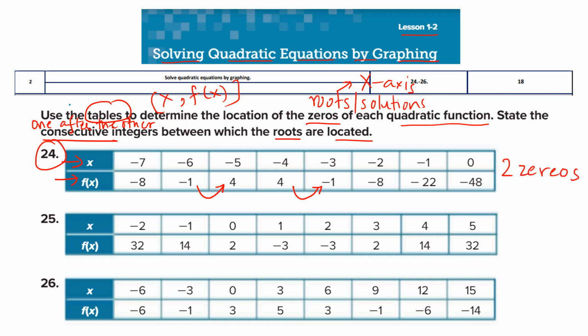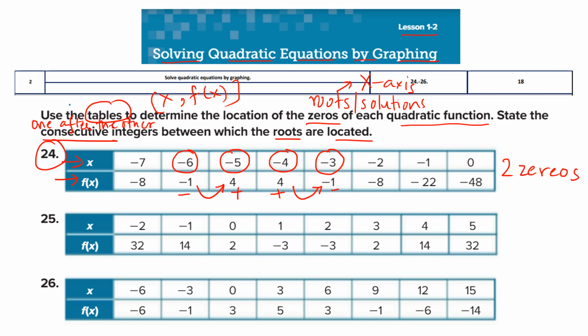Two zeros. And what are the consecutive integers? Consecutive, as I told you, one after the other. So one solution will be between -6 and -5, because that is where it changes sign from negative to positive. And the second root will be from -4 to -3, because it changes sign from positive to negative. So this is how you look at the table and get your answer. Be very confident and be very careful.